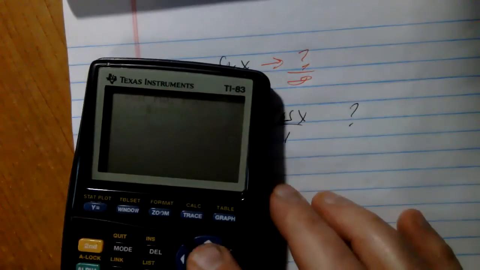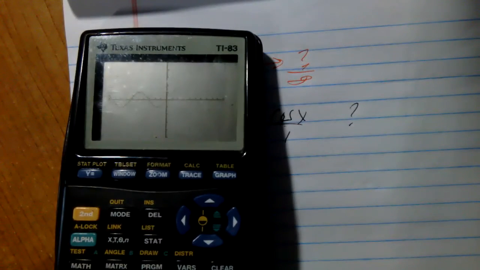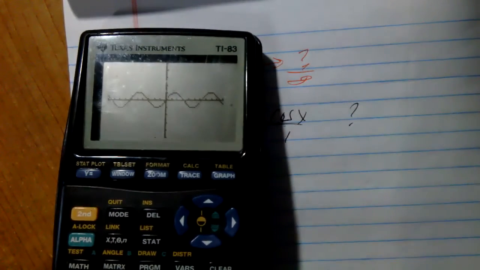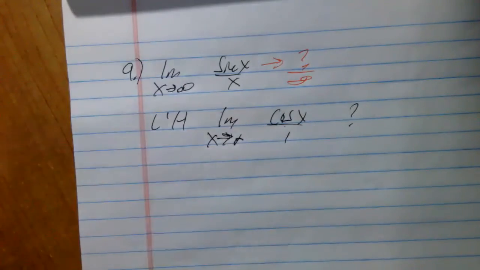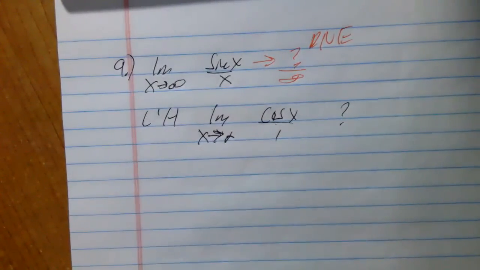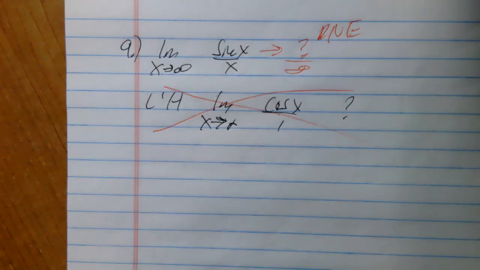Okay. So it's just bouncing back and forth, right? It's going up and down. It's not approaching a fence at all. It's not just going anywhere. So technically, this limit doesn't even exist to begin with. So what does that mean? L'Hopital's rule does not apply. Okay. So you cannot use L'Hopital's rule here. So don't abuse it either.